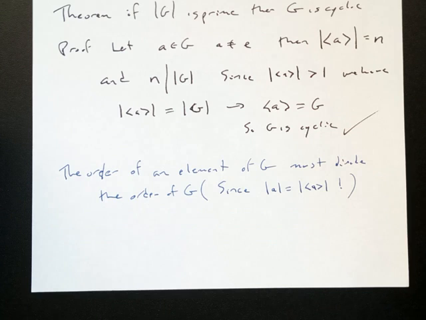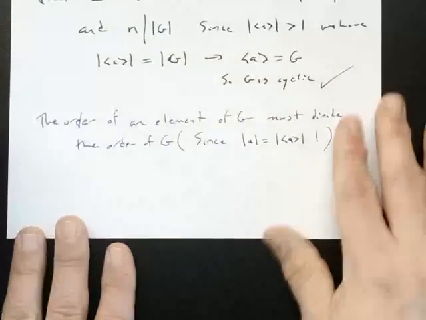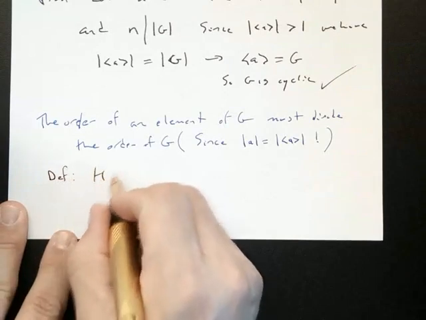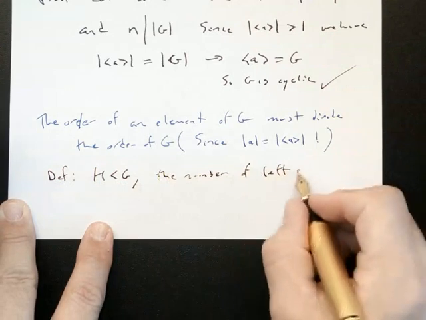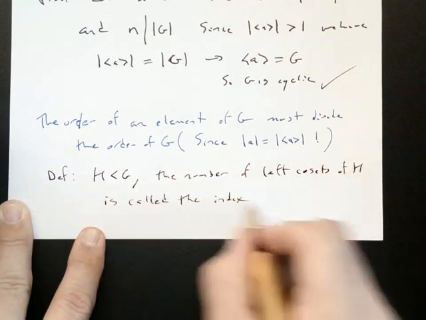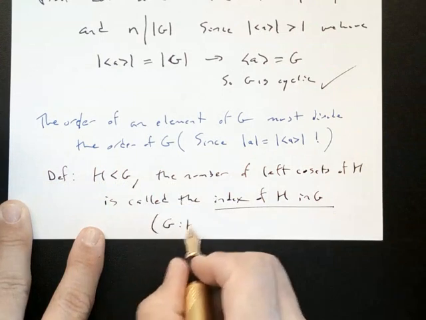Even when my group was infinite, I came up with a finite number of cosets, didn't I? When we did 5Z, we came up with 5 cosets. When I did D3, I came up with 3 cosets, including the subgroup itself. If I count cosets, that's this R number up here, I need a name for that. That comes in handy. So, here's a definition. If H is a subgroup of G, the number of left cosets of H is called the index of H in G. And we write parentheses G colon H.